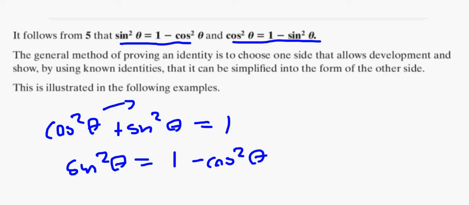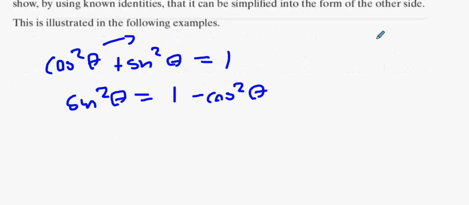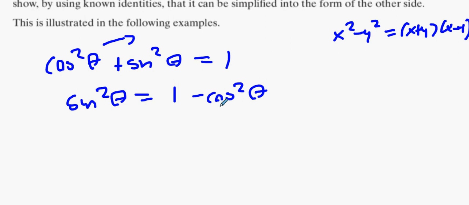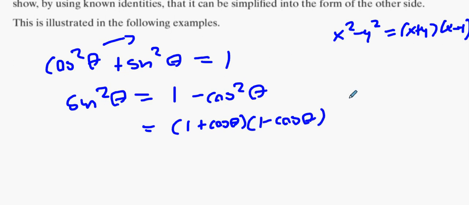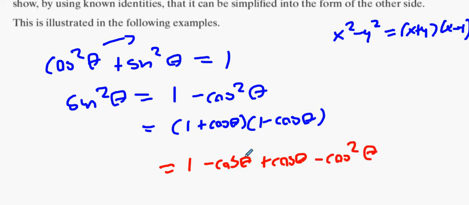Next thing, do you remember the difference of two squares? Where x squared minus y squared is x plus y times x minus y. The thing to remember about these ones is you can also change that into 1 plus cos theta and 1 minus cos theta. Because if you multiply that out, you get 1 minus cos theta plus cos theta, and then you're finally going to get minus cos squared theta, and the two in the middle cancel.